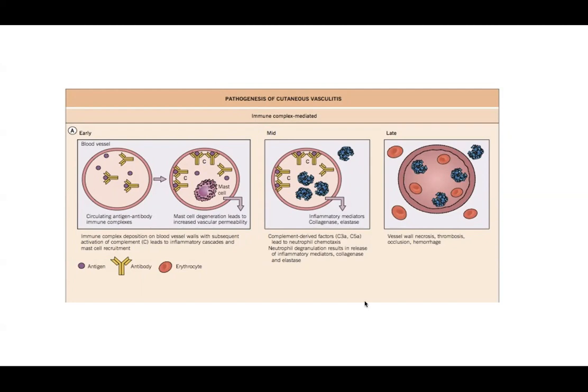In the peak of the process, what you're going to have is complement-derived factors coming in, such as C3a and C5a, which lead to the actual neutrophil chemotaxis. So neutrophils start coming in both from the inside and the outside. You have neutrophil degranulation, which results in inflammatory mediators, collagenase, and elastase. All of that together starts to lead to the vessel wall necrosis, the thrombosis, the occlusion, and the hemorrhage. So biopsying in between the middle to late part of the evolution is going to give you those more classic findings, which we will show.